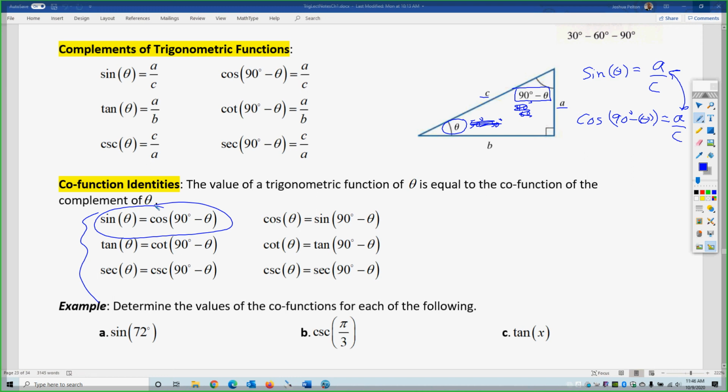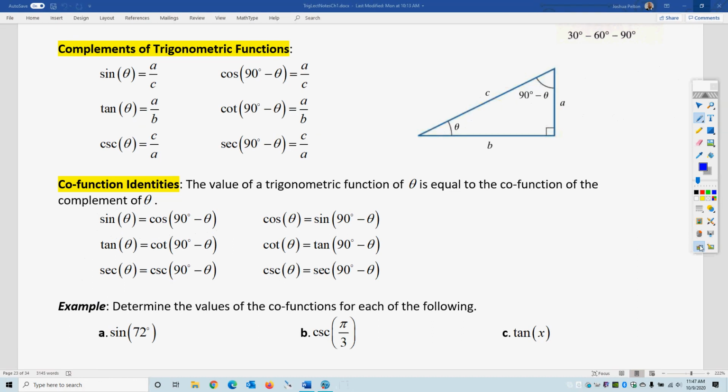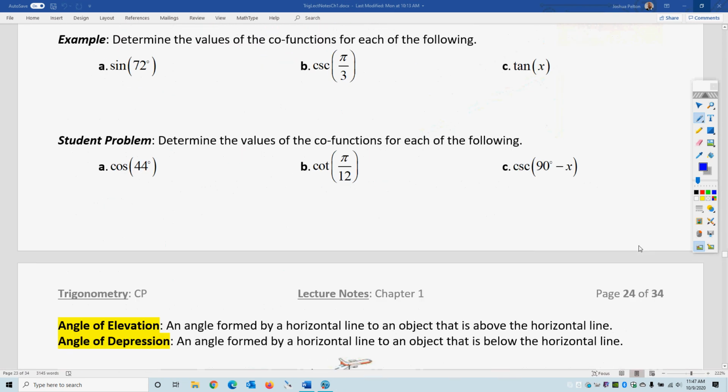And you can do the same thing for all the other four functions. They go back and forth. So we can use that to swap out trig functions for other trig functions when needed to solve various diagrams and or equations. So we'll do an example down here.